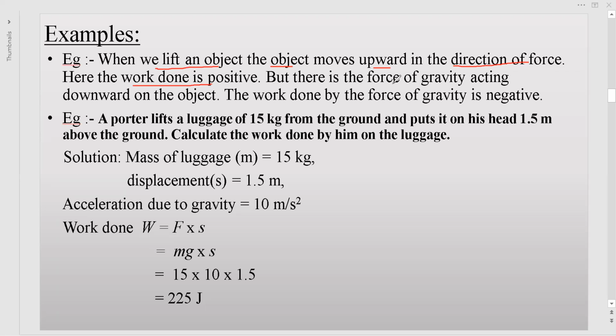But at the same time, the force of gravity is also acting on the object which is in downward direction. So work done by the force of gravity is negative. Understood? So at the same time, it can be both. Okay? Understood?